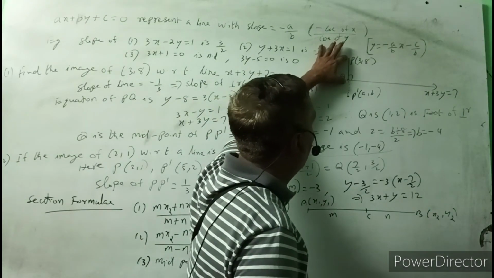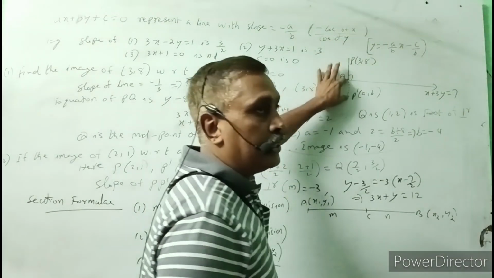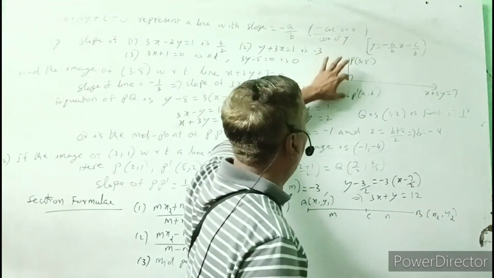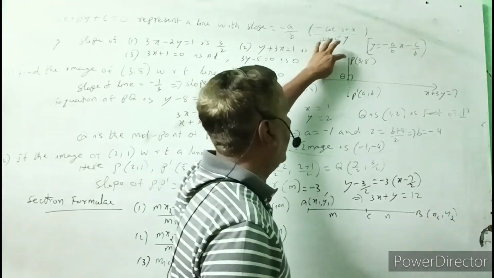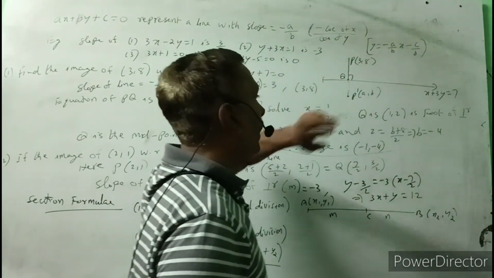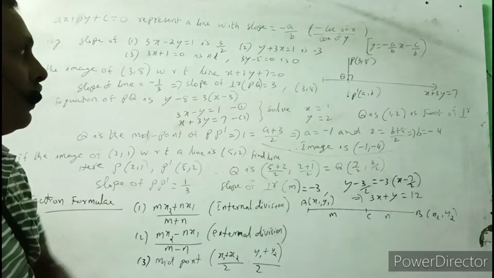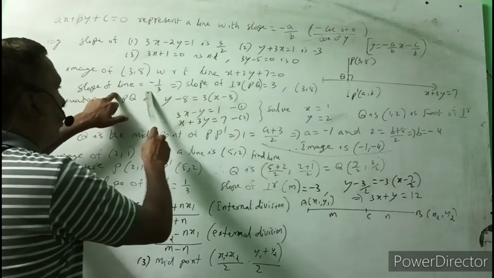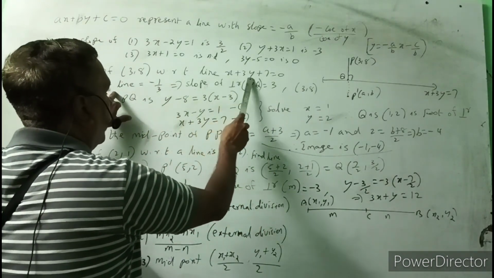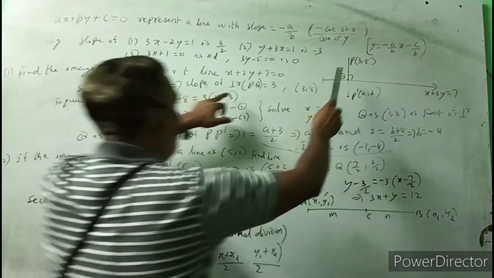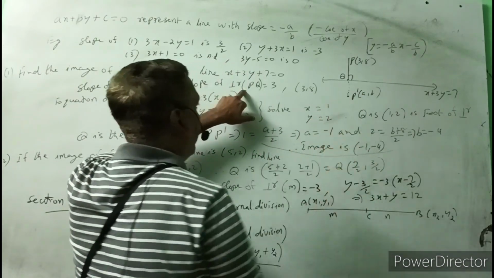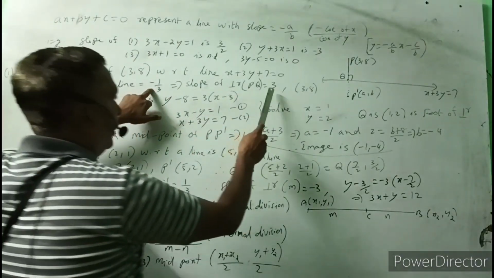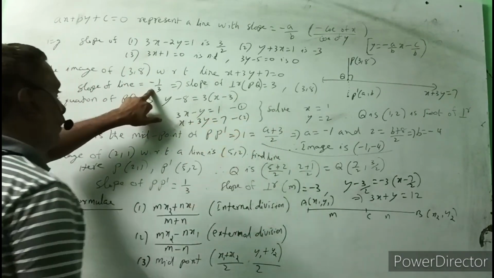We know that the image is always at an equal distance away. So PQ and P dash Q are equal, or I can say Q is the midpoint of P and P dash. So how to find it? First I find the slope of the given line. The slope of the given line is minus 1 upon 3. So the slope of the perpendicular PQ is 3, because minus 1 by 3 into 3 is minus 1, the product of the slopes is minus 1.